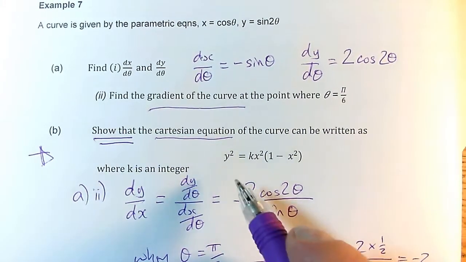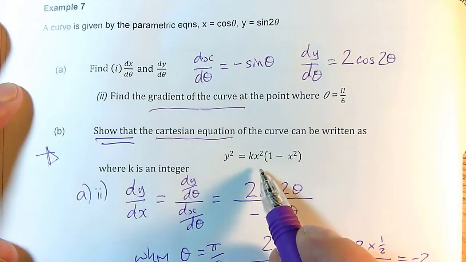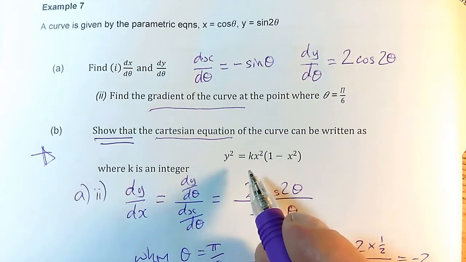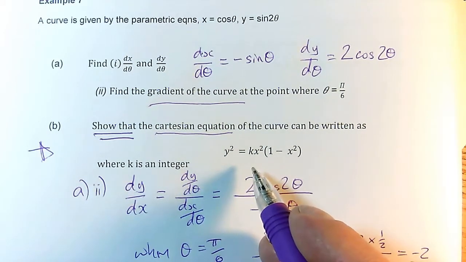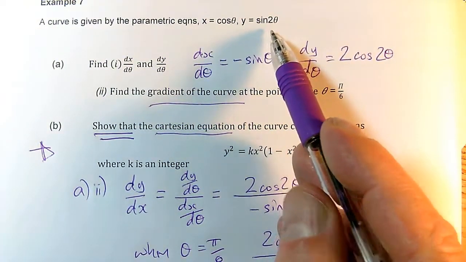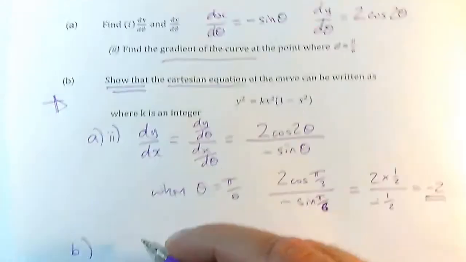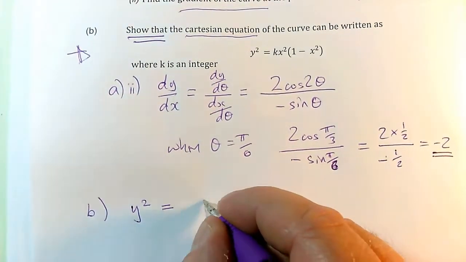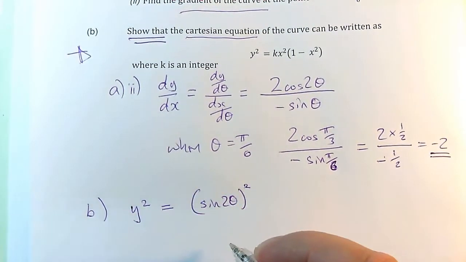What we're allowed to do is start with the equation as it's written here, which has got y squared in it, it's got an x squared in it, and it's got a 1 minus x squared in it. And effectively, if we find k without cheating, then we're allowed to use this equation as our starting point. So I'm going to look at y squared, and here's what y is, and I'm going to look at x squared, and I'm going to look at 1 minus x squared. So start off y squared. Y was defined in the question as sine of 2 theta. So y squared is sine 2 theta squared.